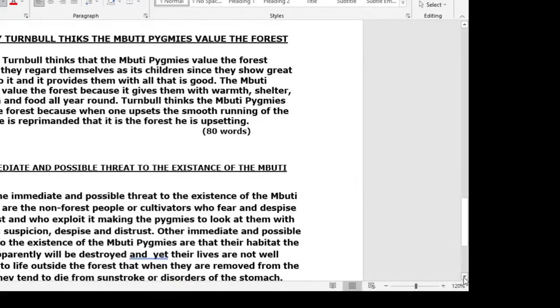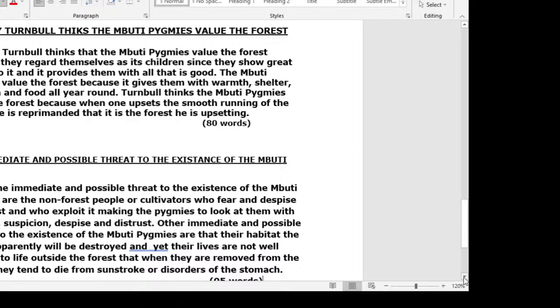You can see that I've used indented paragraphs. I've given it a title. I've put the subject. Look at question A. Why Turnbull thinks the Mbuti pygmies value the forest. Where is the subject? The subject is in why Turnbull thinks that the Mbuti pygmies value the forest because that is my subject. In the second sentence, I've said the Mbuti pygmies value the forest because, you see that. In the third sentence, I put another subject. Turnbull thinks the Mbuti pygmies value the forest because.